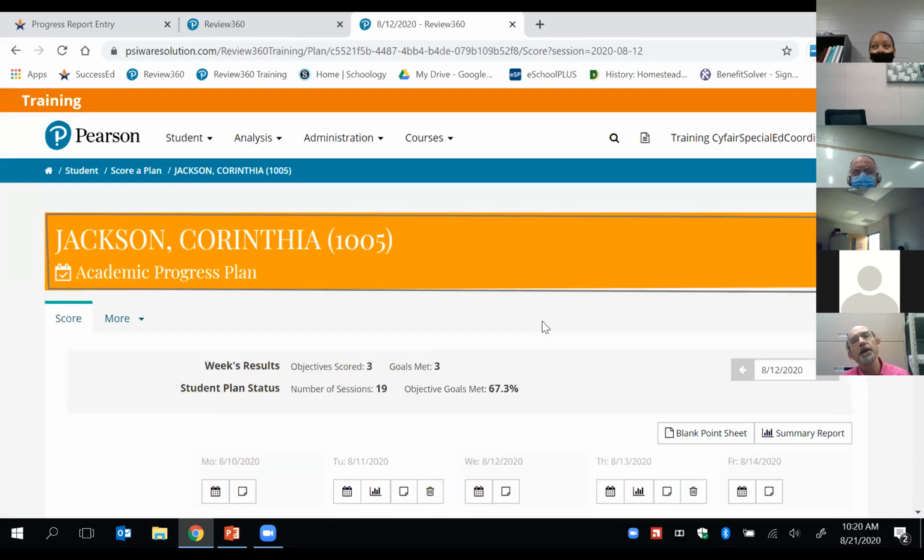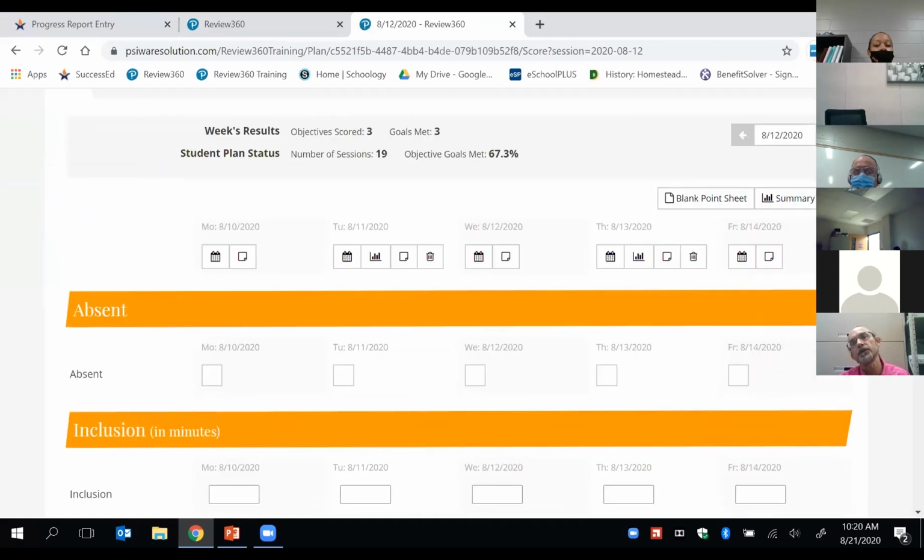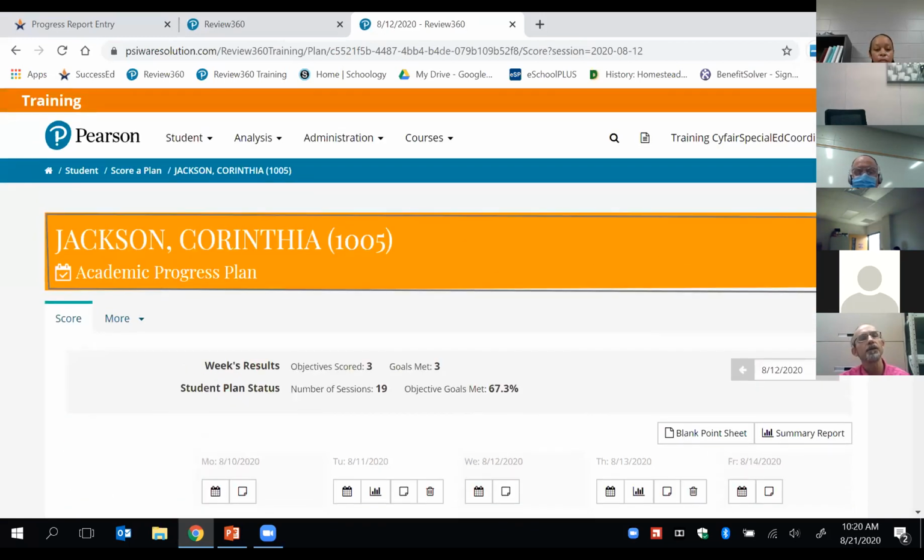This is what it looks like once the plans have all been created in Review 360, and they're ready to be sent out for yourself or the paras or any other SPED staff to take data. And in some cases, some gen ed teachers are in Review 360 as well to take data.